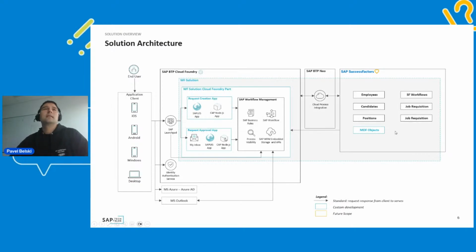This is our diagram for our solution. We use SAP SuccessFactors components available out of the box, and we built some MDF objects. We created a new SAP UI5 application to create a workflow request and approve it. The backend was built using CAP Node.js, and the main engine was in SAP Workflow Management using business rules, workflow, process visibility, and we use SAP Workflow Management embedded storage and the APIs to store the data.